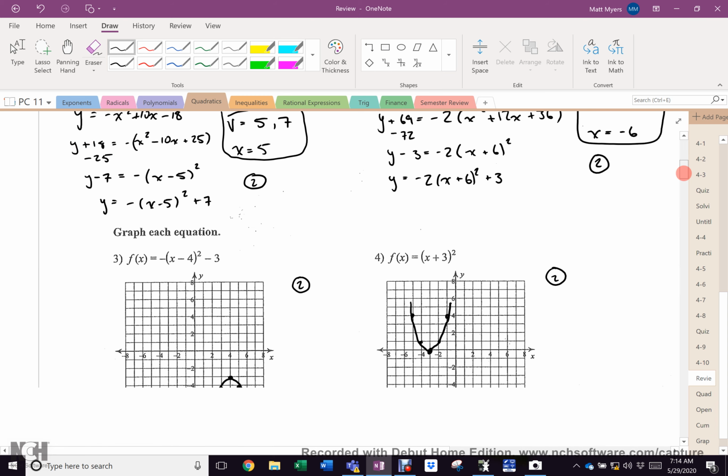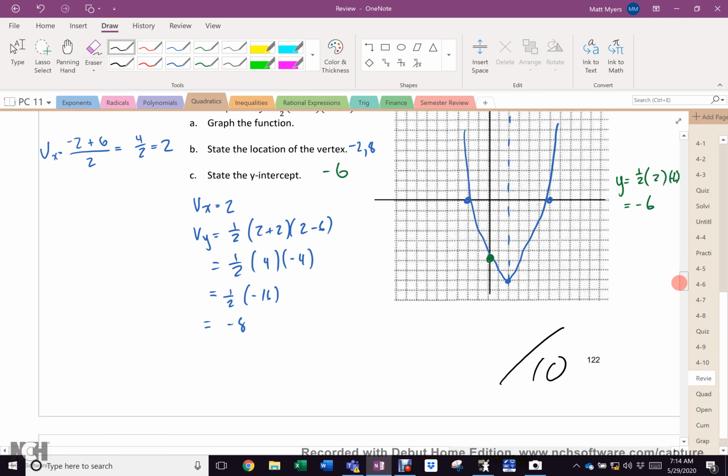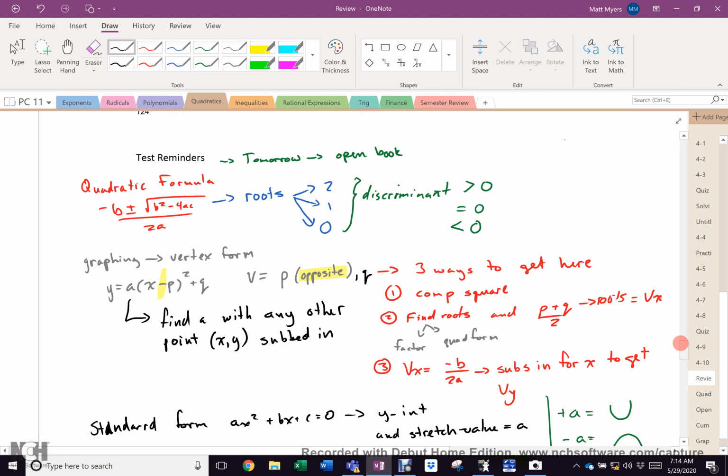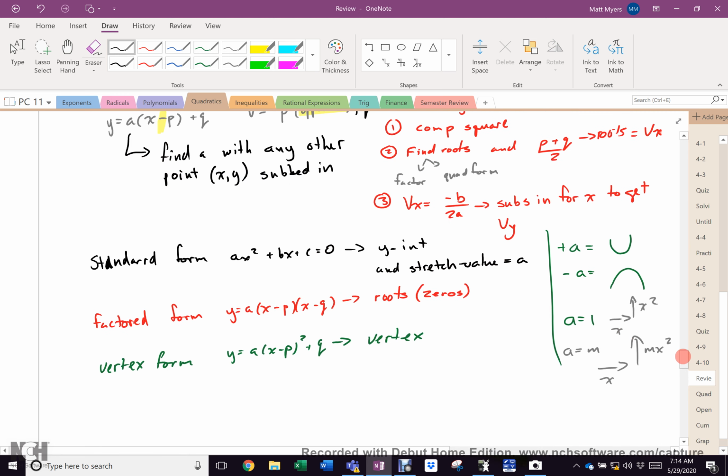Now, I have made up for you this page, test reminders. So I'm going to leave it on here. So the quadratic formula, the discriminant, everything you need is on this page. That says roots. So have a look at it, give it a read. I'm going to let it sit for a while so you can read it. And then I'll slide down a little more.